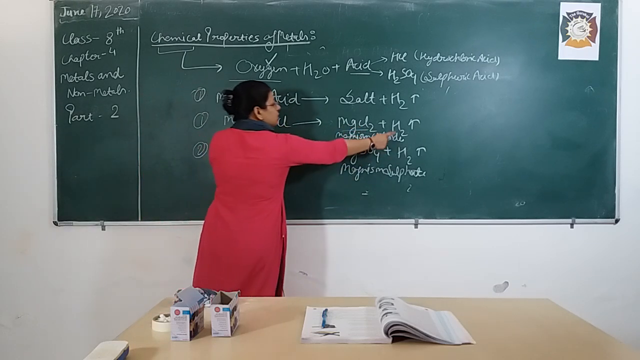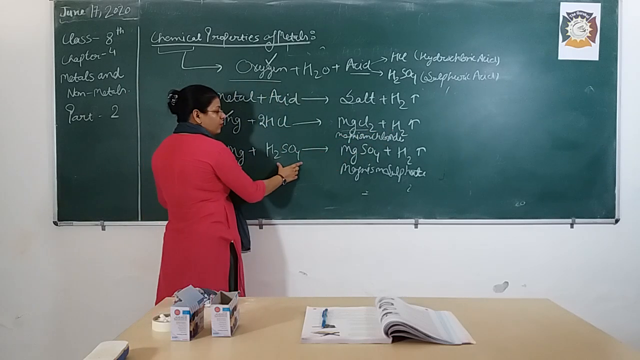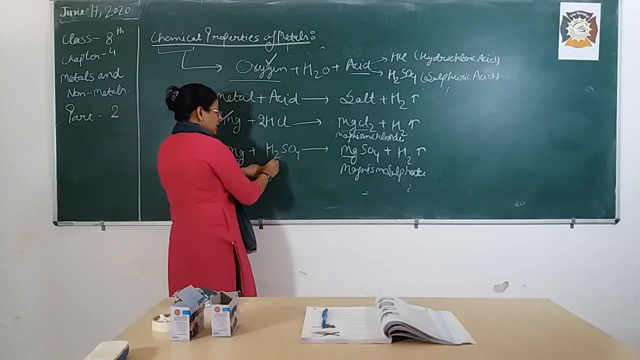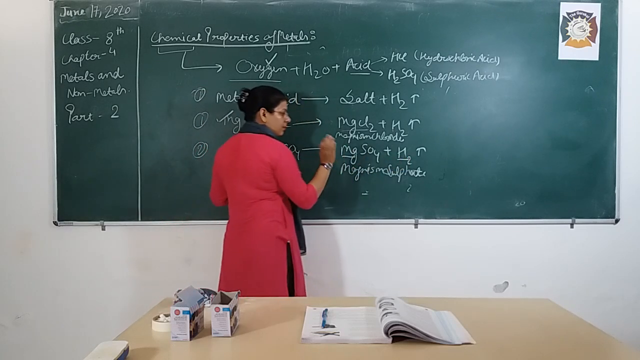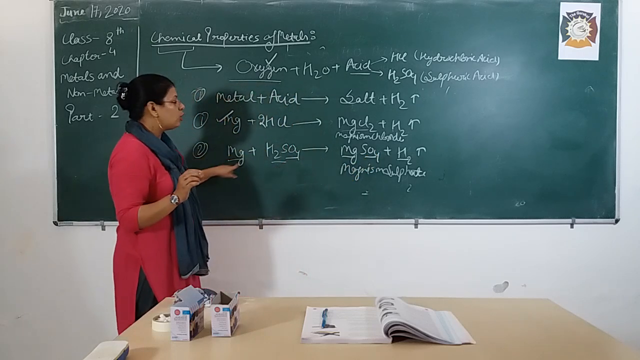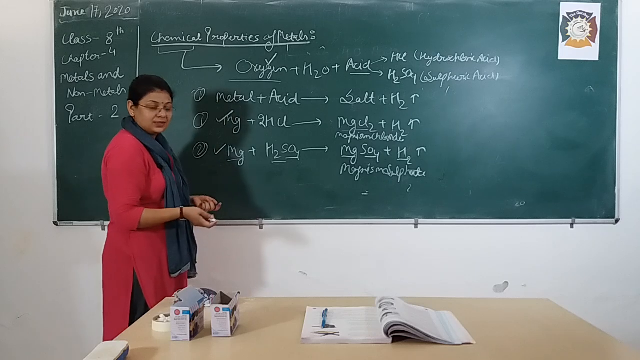Chlorine balanced, hydrogen 2, H2. The reaction is balanced. MgSO4. Okay, so here magnesium 1 is balanced. H2, H2 balanced. SO4 1 balanced. You need not multiply this reaction with anything, it is already balanced.